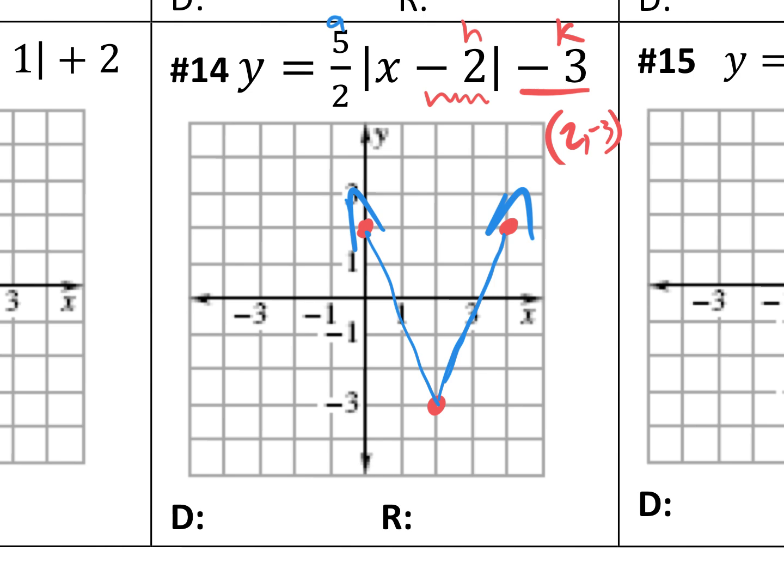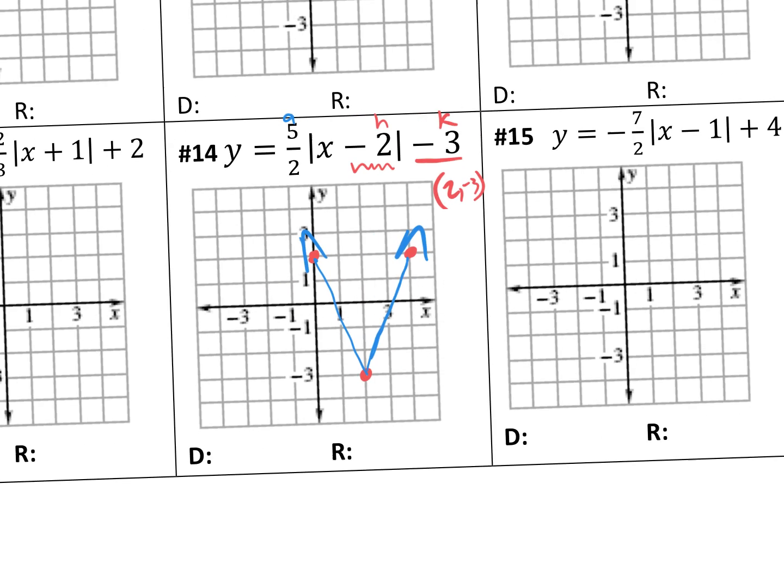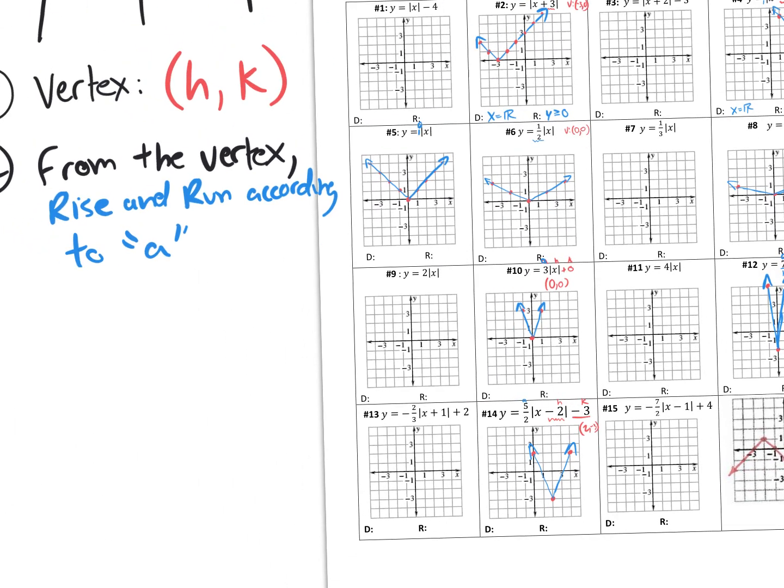Anything that's further away from 0 gets more narrow. Anything that's closer to 0 gets wider, right? So this is definitely more narrow than the parent graph. I mean, you could visually see that. Here's the parent graph, y equals absolute value of x. Compared to this one, it's slightly narrower than that one.